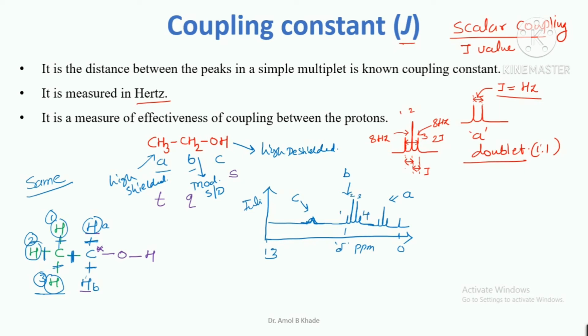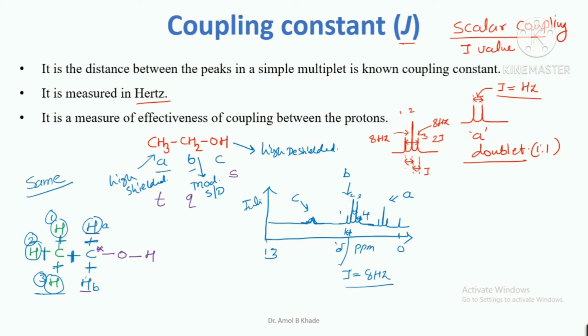If I measure the distance between the first and second line of this quartet by putting a scale here, whatever J value comes, let's say this J value is coming as 8 Hertz, the same distance will be there between line number 2 and 3, and line number 3 and 4. So all these signals will have 8 Hertz.